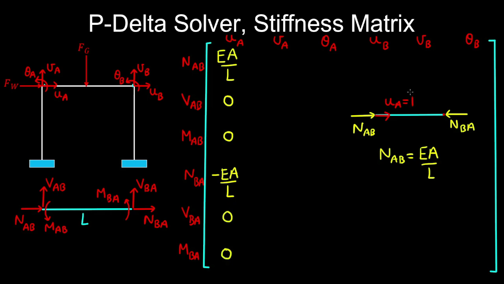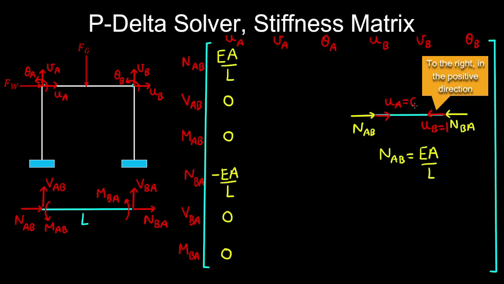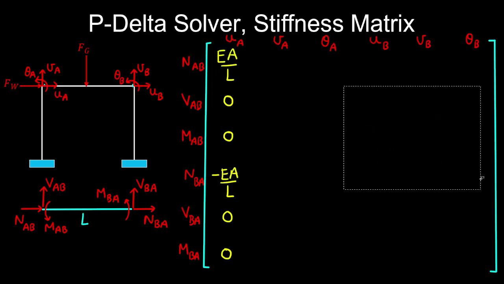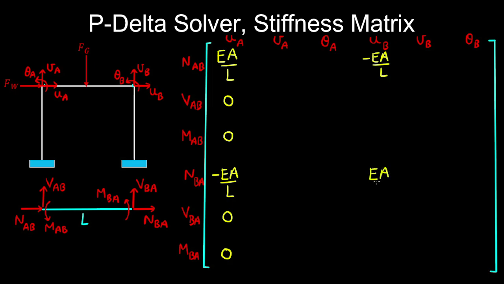Now if we flip this scenario and apply an axial displacement at node B, with all the other degrees of freedom being 0, then in this column of the element stiffness matrix, the stiffness coefficients will get flipped. So therefore, we get minus EA on L in the first row, and EA on L in the fourth row, and the remaining stiffness coefficients are 0.